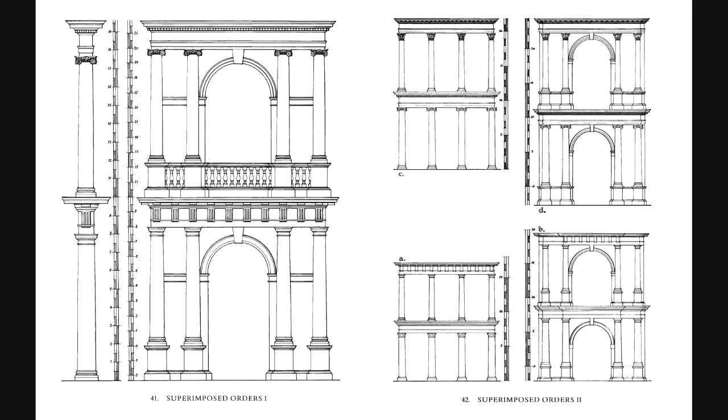And here you see all elements added in the big two arcs. It has a basis, a column, an entablature, the Doric one. And then the basis for the columns on the second floor integrates the balustrade, which can also be seen as the top of the lower one.